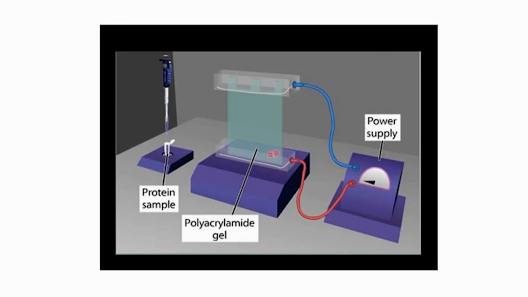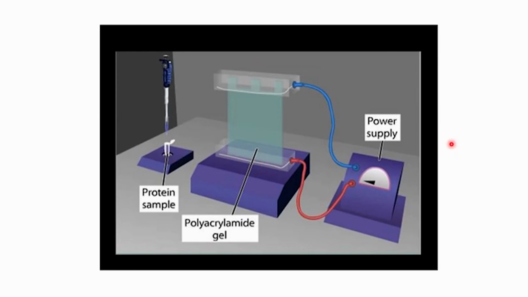What it does, you see this is the gel, and these are called grooves, where you can add your protein solution. On this side there is a tiny test tube-like thing, made of plastic, called Eppendorf tubes, and this is your micropipette, and there is a power supply. This is the anode and that is the cathode.